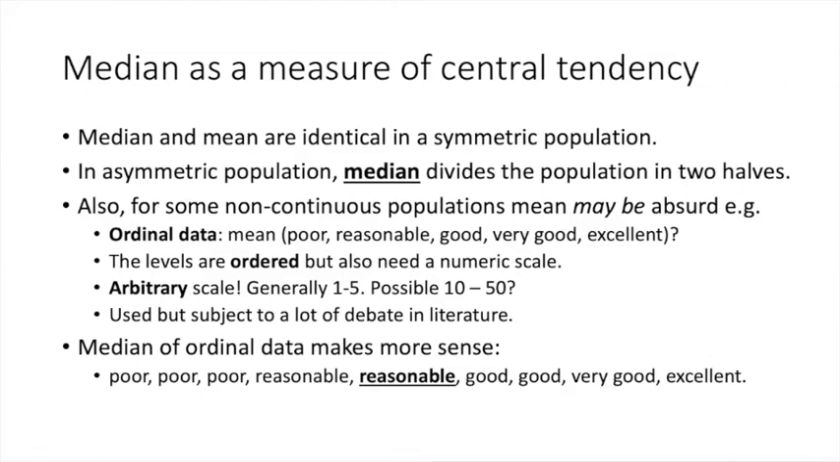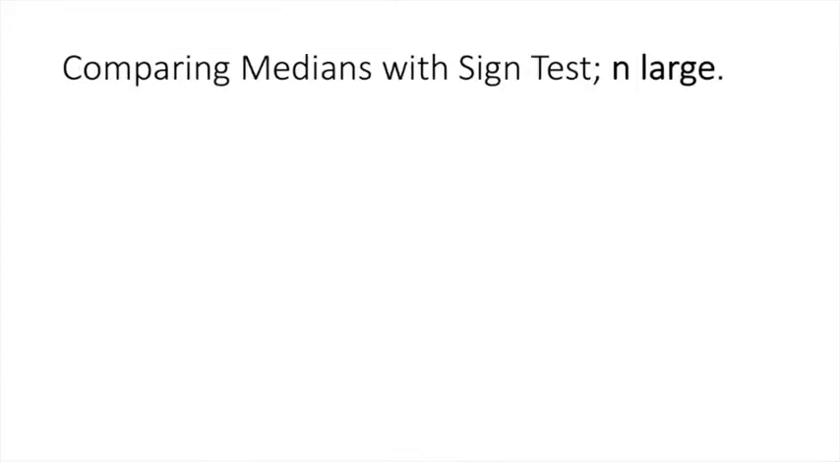Instead, median of ordinal data makes immediate sense. So you can order the sample data, as on your screen, and find the middle of this ordered data. And that turns out to be the value reasonable, as underlined. Hence, in this example on screen, the median value is reasonable because the amount of data on either side is equal. So let us devise a test for comparing medians.